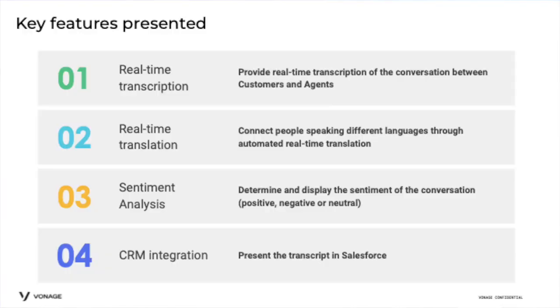So what we're doing here is enabling the Vonage Contact Center with real-time interpretation, we call it, but it's really transcription, because what I say gets transcribed, and then that transcription is translated to the other language. So those are the four features that are presented here.